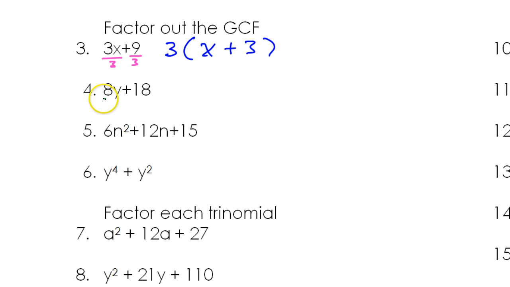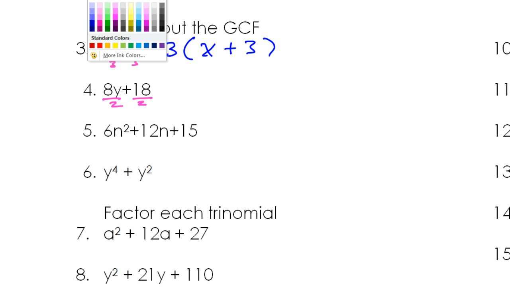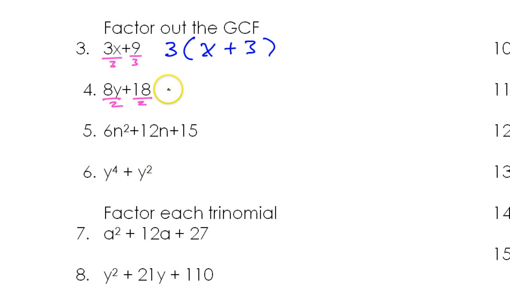So there it is. Now, what's the biggest number that goes into 8 and 18? I think 2 is the biggest number that goes in. So 2 is the greatest common factor, so we'll bring that out. But if we divide by 2, then that leaves us with 4y plus 9. Okay, so that's number 4.